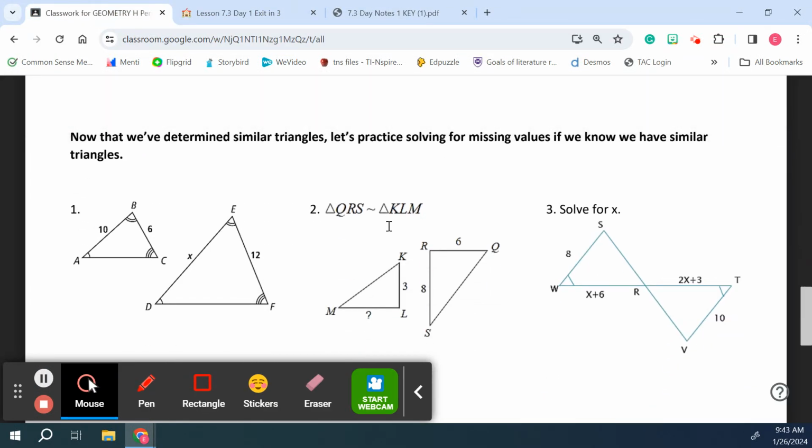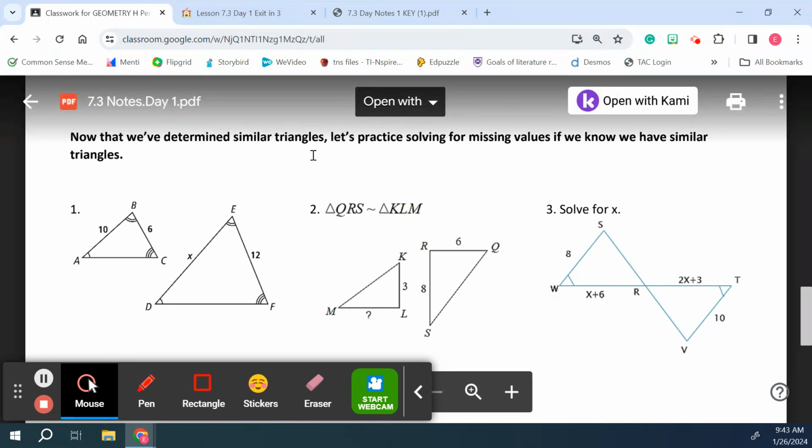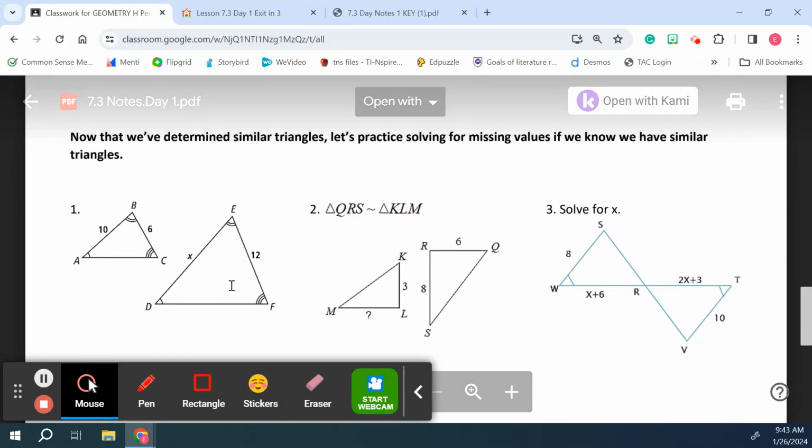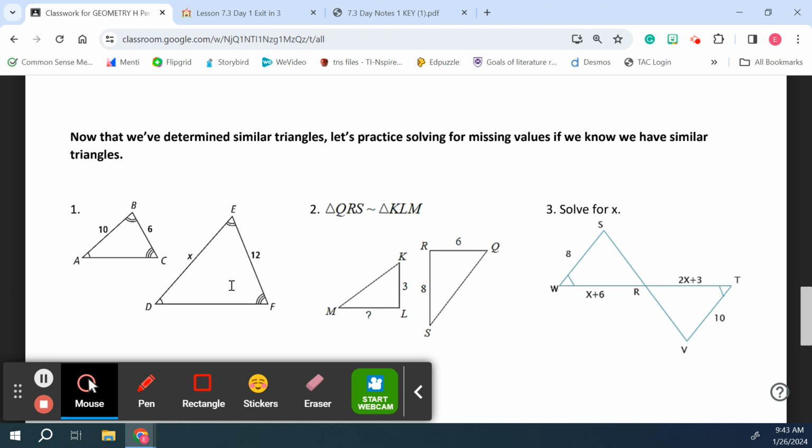Now, what happens if we already know that these triangles are similar, and we're missing a side? We need to solve for it. So now that we've determined similar triangles, let's practice solving for missing values if we know we have similar triangles. First off, looking at number 1, we have these 2 triangles. How do we know that they're similar? What's the criteria? Emma? It's angle, because they're physically giving me angle. They have to give you something, guys. If there's nothing there, then they're not similar.